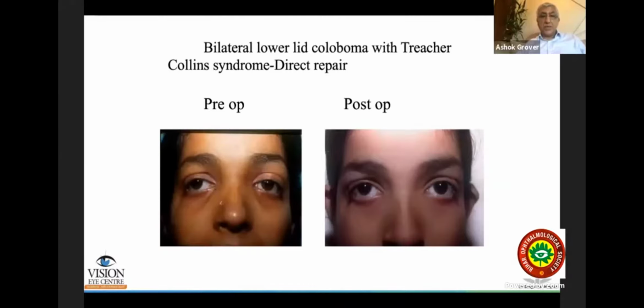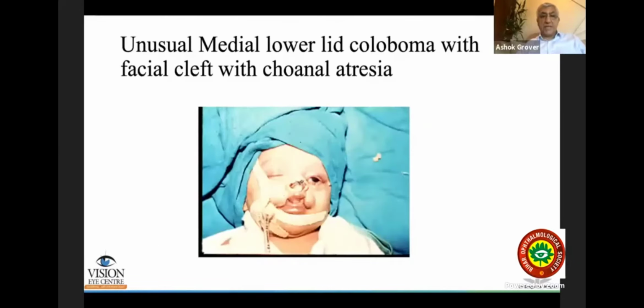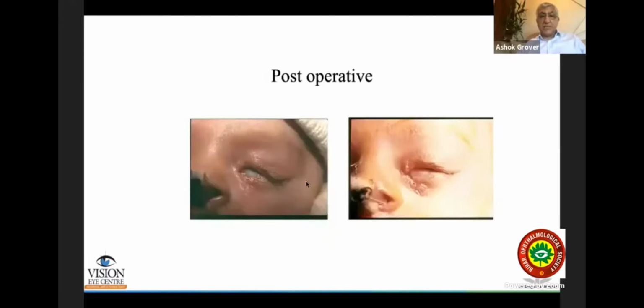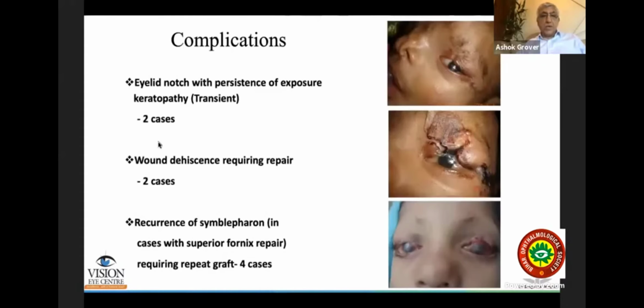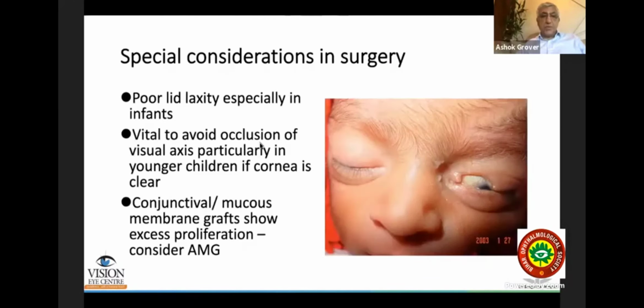So this is a lower lid coloboma closed by direct repair, and the last unusual one with a cleft where we had to do a mobilization and medial canthal fixation to do a closure. So the surgical results have been gratifying, complications are very few, and we finally remember the special considerations that we have poor laxity in children requires special attention.